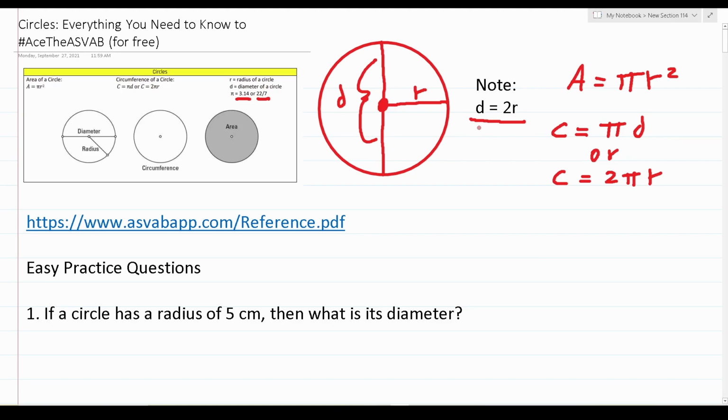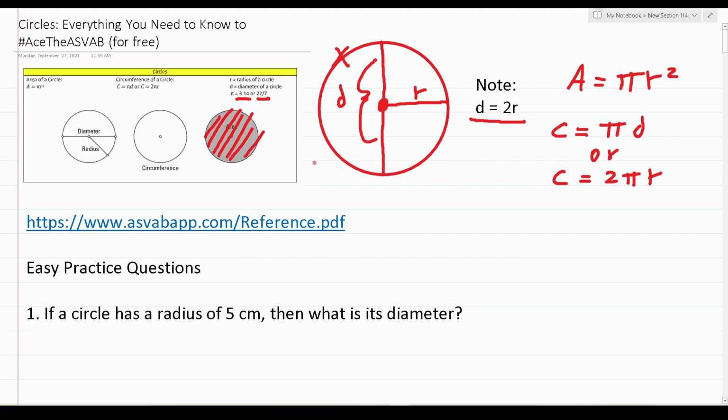Finally, I just want to mention this. Circumference refers to the perimeter of a circle. So if you start here and you were to walk around this circle, the distance you walked around this circle would be its circumference, whereas area refers to the space enclosed by the circle. So I like to think about circumference as finding the perimeter of a circle.